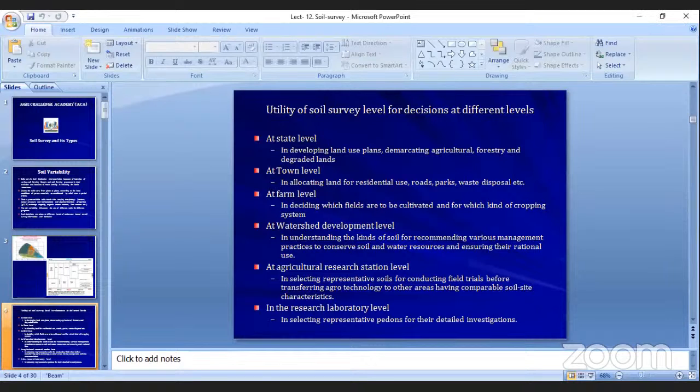Is it clear now where we have missed? Yes, station level. Okay, we'll go there.